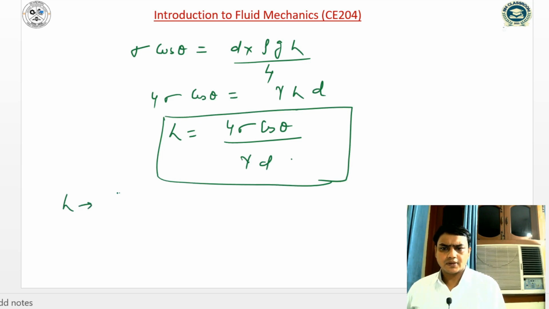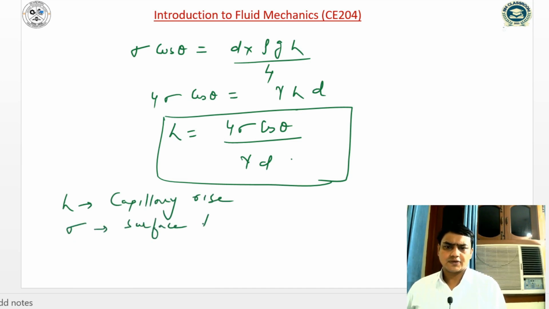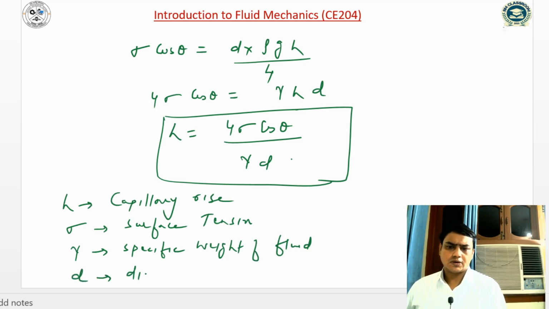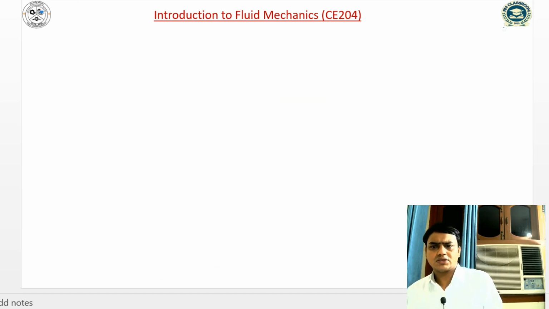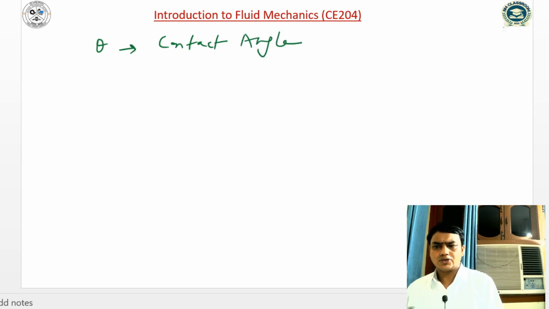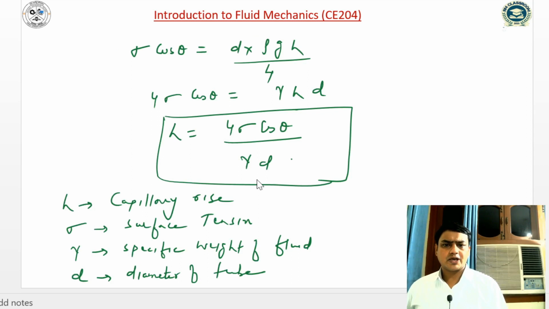h is the capillary rise, sigma is the surface tension, gamma is the unit weight or specific weight of fluid, d is the diameter of the tube, and theta is the contact angle. So this is the expression: 4 sigma cos theta by gamma into d is the capillary height.